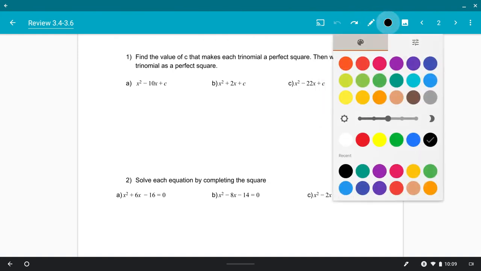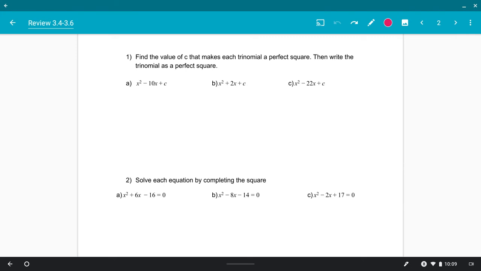So what you do when you find the perfect square is it's always going to be b over 2 squared, okay? And b is always the number in front of x. So for this one, it's going to be negative 10 over 2 squared, which is negative 5 squared, which is 25. So that is the c value that it asked for.